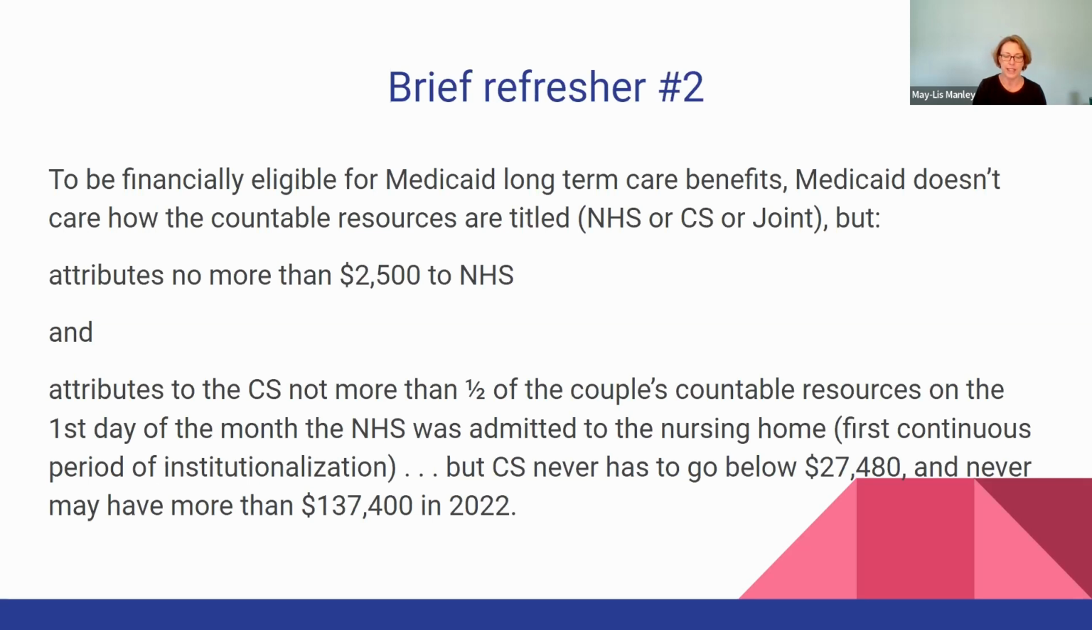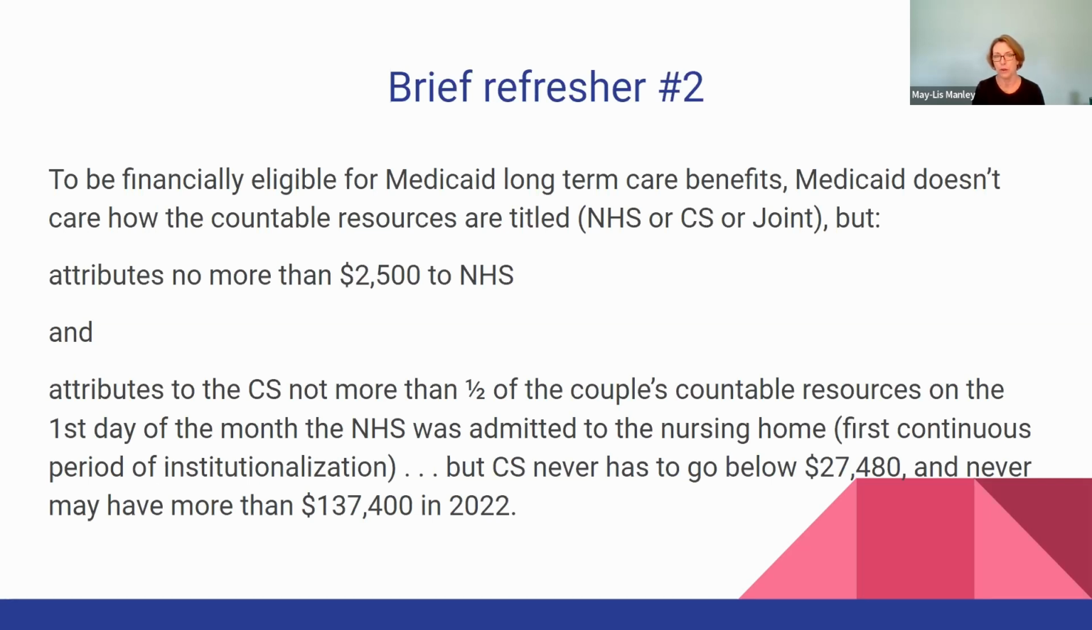And this is the part that gets a little more confusing for other people. How much is the community spouse allowed to keep? So simply put, it varies from couple to couple. What Medicaid does is take what we call snapshot one, on the first day of the month that the nursing home spouse was admitted to the nursing home. How much did the couple have in countable resources?